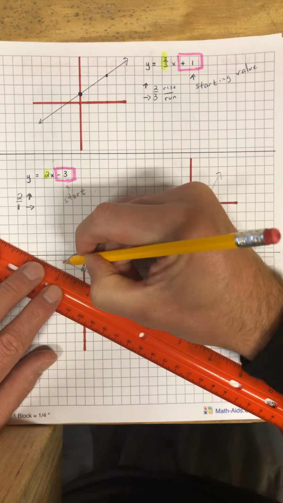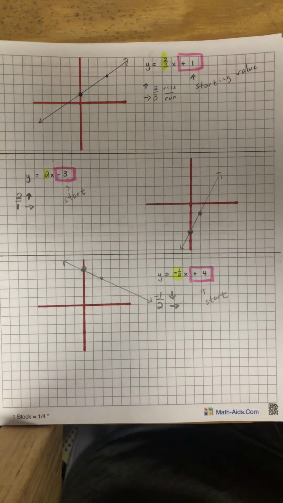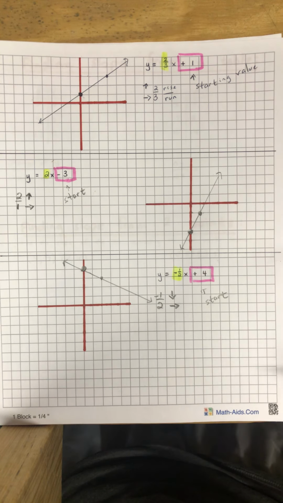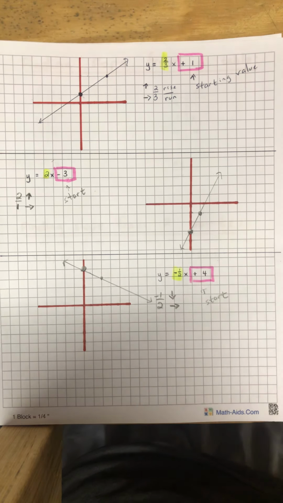Always start at the y-intercept and use the slope to tell you where to go from there. That's graphing slope-intercept equations.